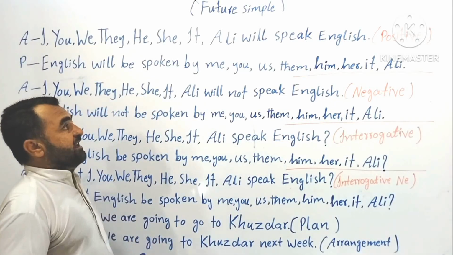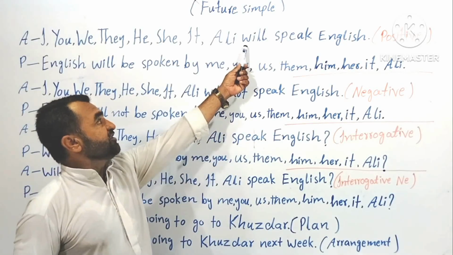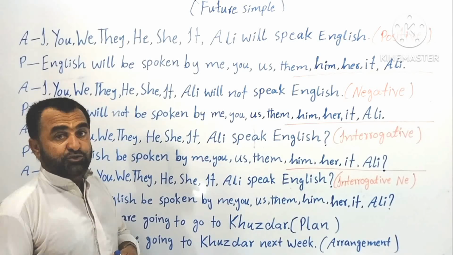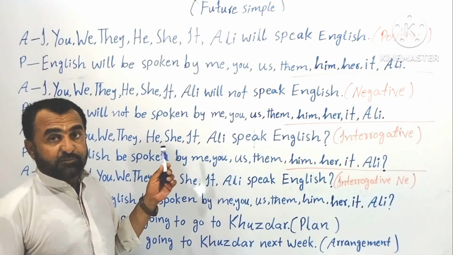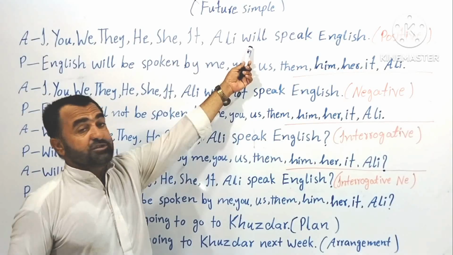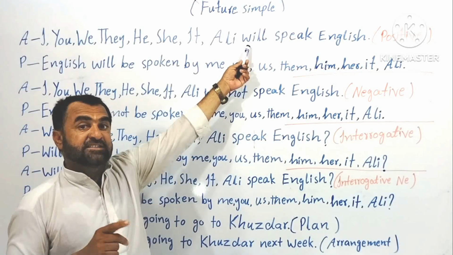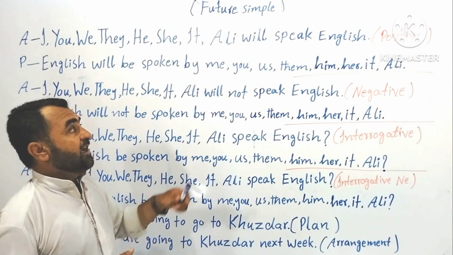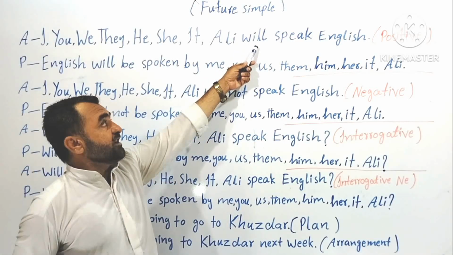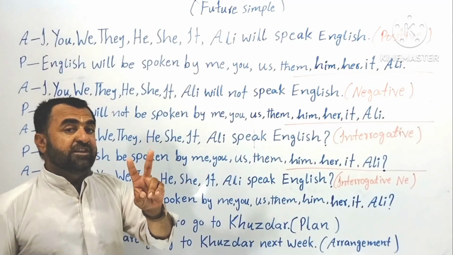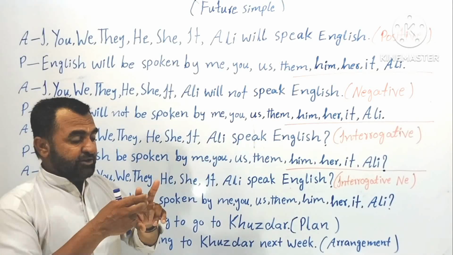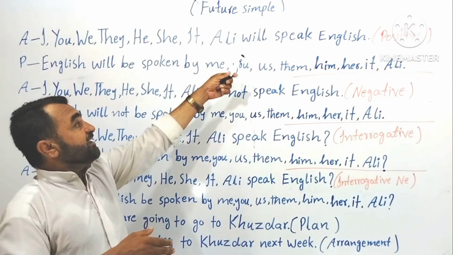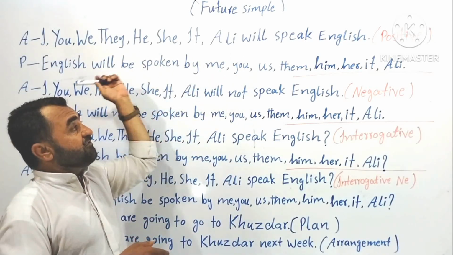Understood? Now here I would like to tell you one thing. Look at this modal verb will. In the past, people used another modal verb, that was shall, with the subjects I and we. Simply, in the past people used to use the modal verb shall with I and we. For example, I shall speak English, we shall speak English.